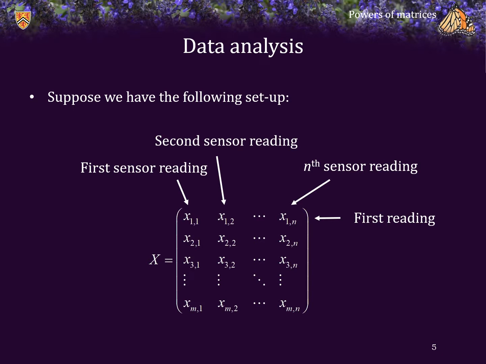The first row represents the first reading. Just like with least squares, the first row represented the first x value, first raised to the power 0, then raised to the power 1, then perhaps squared. The second row is the second reading, and so on and so forth, until we have m readings. And we should have more readings than we have sensors.